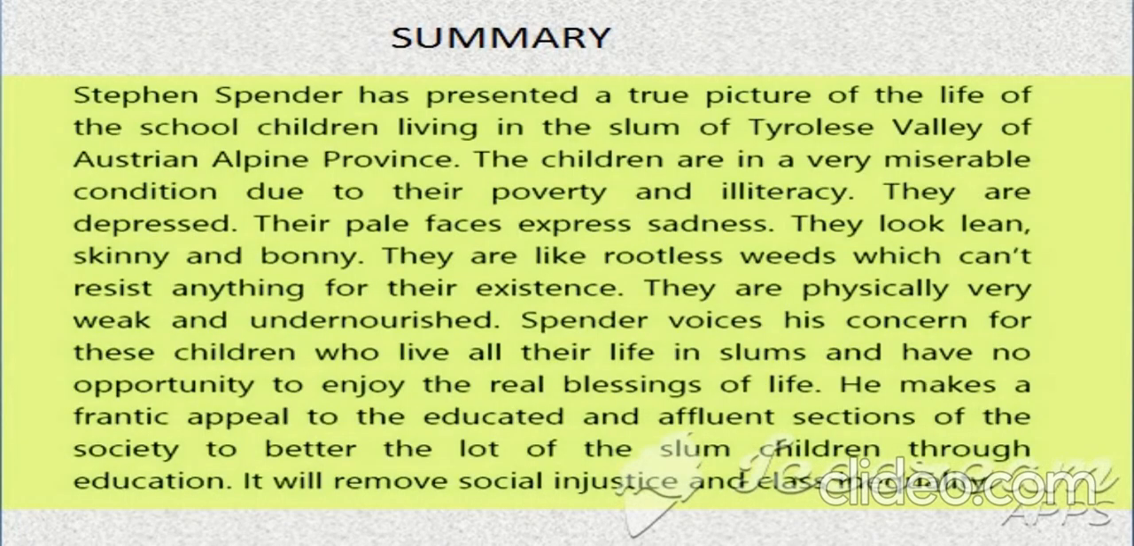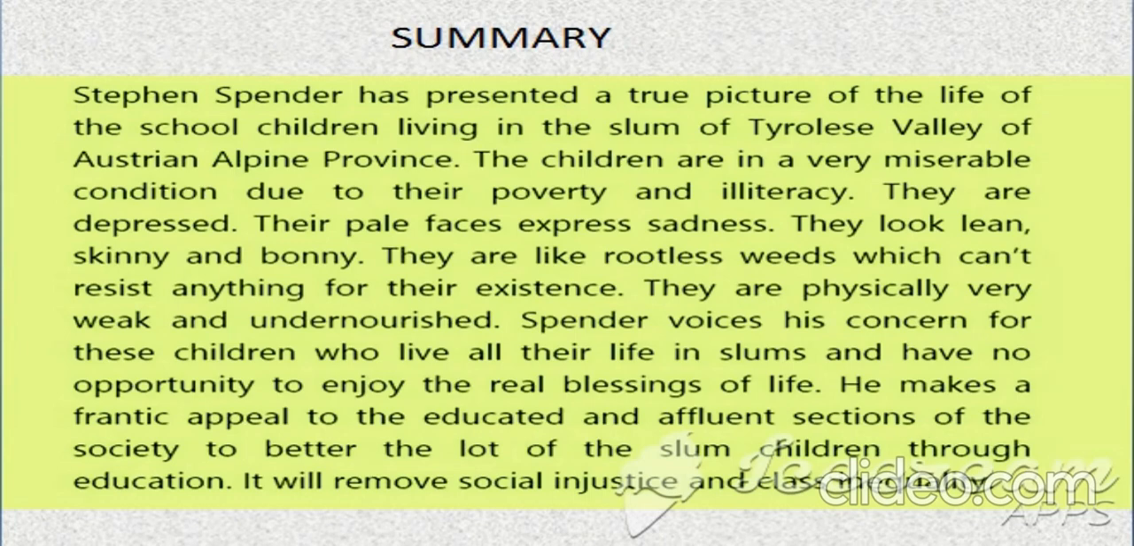Now, the summary of this poem. Stephen Spender has presented a true picture of the life of the school children living in the slum of Tyrolese Valley of Austrian Alpine province. The children are in a very miserable condition due to their poverty and illiteracy. They are depressed. Their pale faces express sadness. They look lean, skinny, and bony. They are like rootless weeds which cannot resist anything for their existence. They are physically very weak and undernourished.